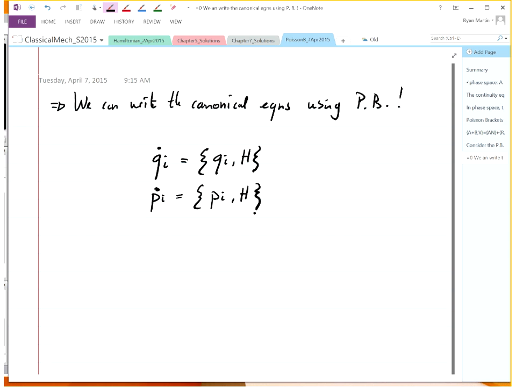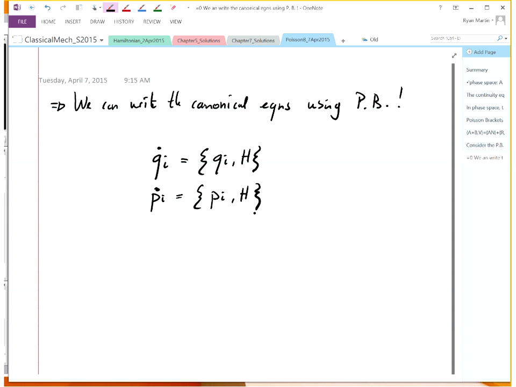So that's actually starting to become pretty neat. These Poisson brackets, which we introduced as sort of mathematical artifacts, can be used to find the equations of motion. There's no time derivatives or anything involved. So that's interesting, I think.